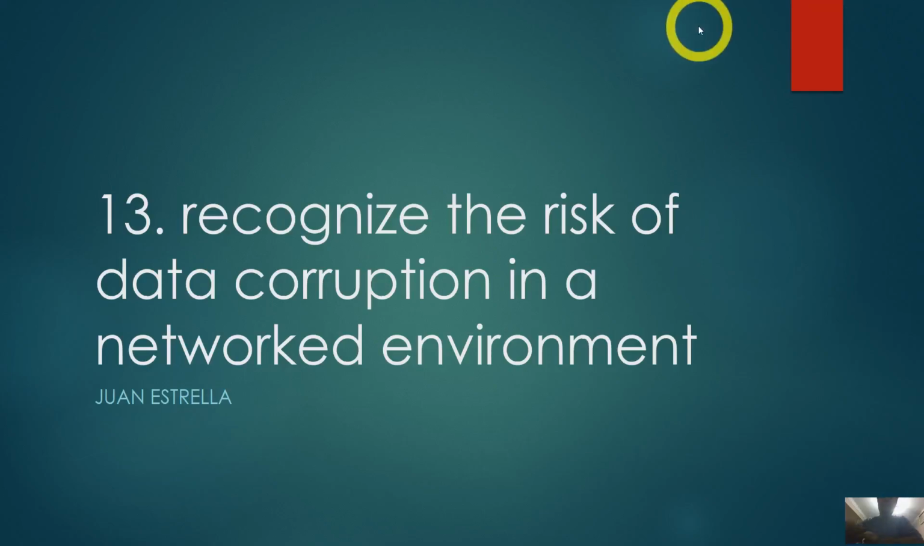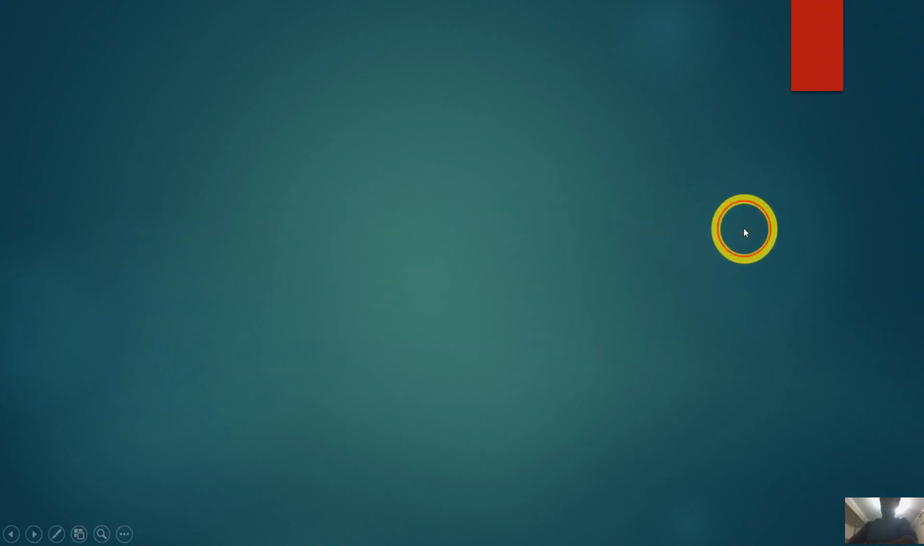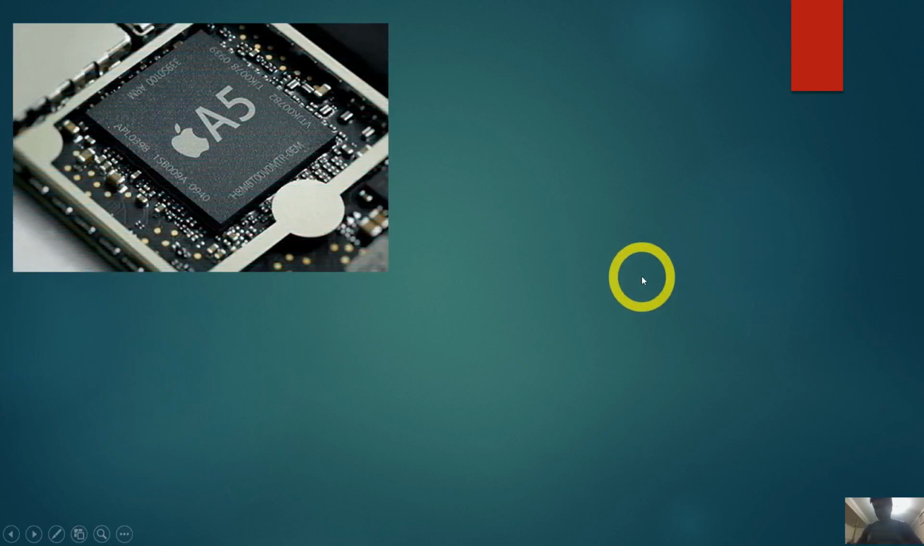Recognize the risk of data corruption in a network environment. Okay, first of all, I want to mention that much of the data that is corrupted or erased by hackers is because of the chip of the smartphone. That's the reason I put just a small chip here. For example, in this case, as a Mac, we need to be sure that many of the issues that correspond to erased and corrupted data come from the chipset.